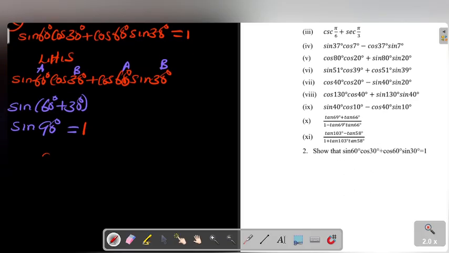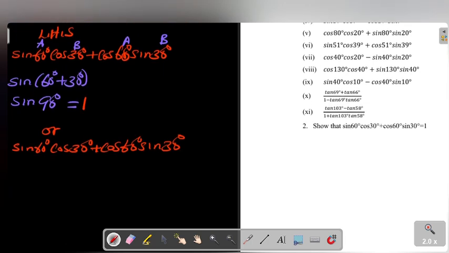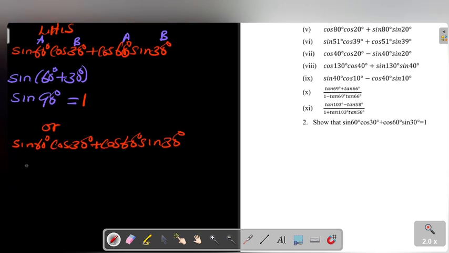Or the other way would be we have sine 60 cos 30 degrees, plus cos 60 degrees sine 30 degrees. We have to show that this is 1. So we know that sine 60, when you go to the right angle triangle where you have a 60, gives you root 3 over 2. Then cos 30 gives root 3 as well over 2. Then plus cos 60 gives us 1 over 2. Then sine 30 is 1 over 2 as well.